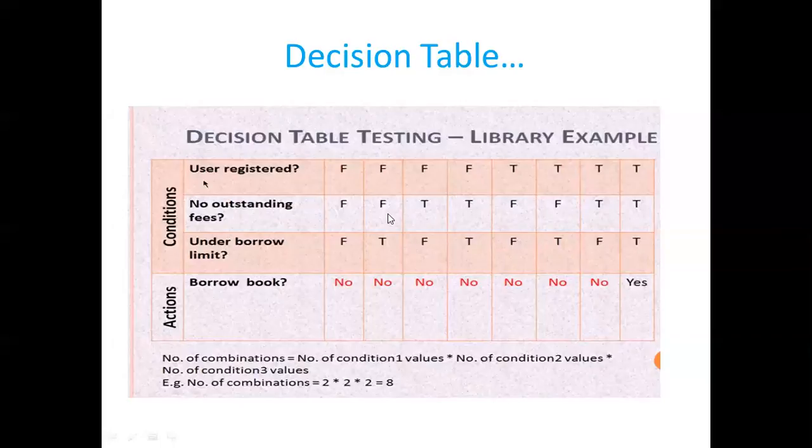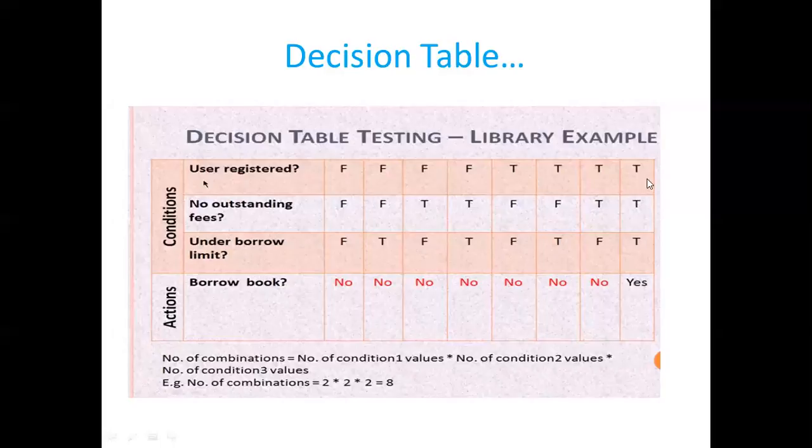Now here you can see, for input 1 there are 2 conditions, false, true. For input 2 there are 2 conditions, false, true. For input 3 there are 2 conditions, false, true. 2 into 2 into 2 equal to 8. So you can write 8 test cases.